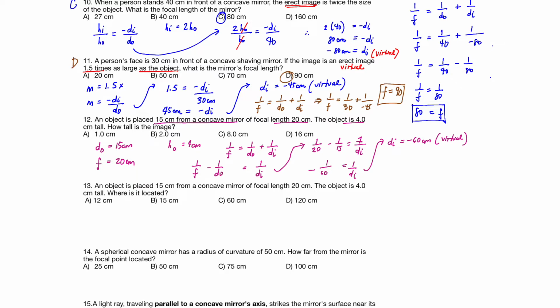And what is now the magnification here? So how tall is the image, by the way? Remember that we have a formula, which is HI over HO equals negative DI over DO. And then what is the HI? That is negative DI times HO over the DO. And the height of the image, the negative DI would be negative 60, times the height of the object, which is 4 centimeters. And then here we have 15. And so HI, that is 60 times 4 divided by 15. And that is 16.